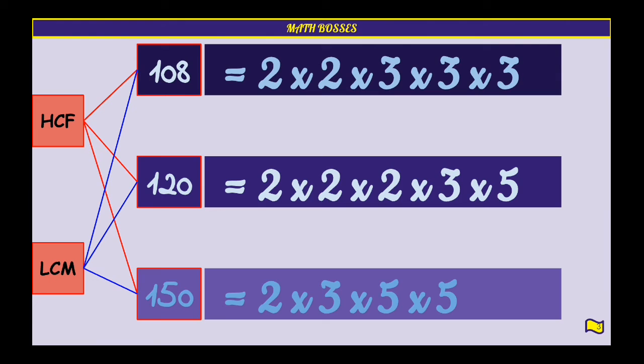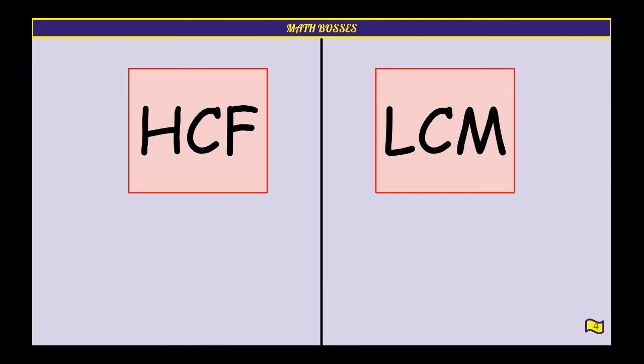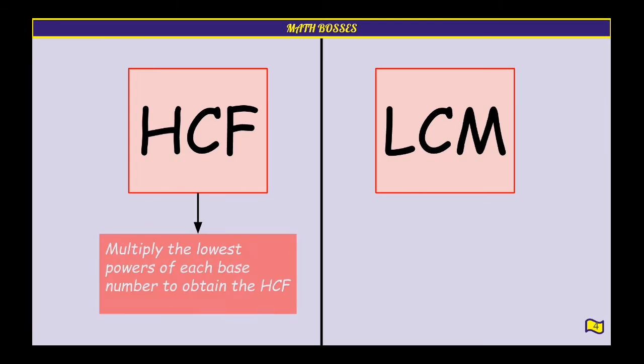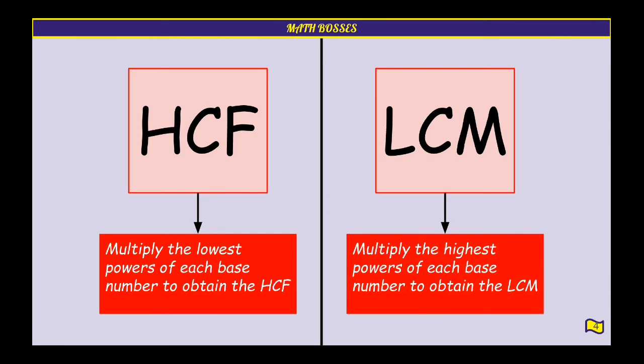Now it is at this point that the next step changes for HCF and LCM. For HCF, we have to multiply the lowest powers of each base number to obtain it, while for LCM we have to multiply the highest powers of each base number. Let's quickly see what this means.